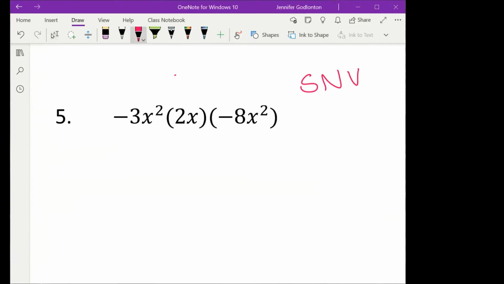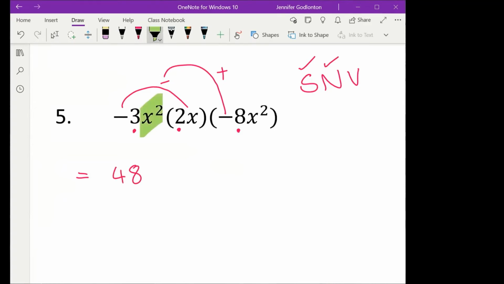Okay, so let's look. S, that's our signs. We've got a negative times a positive, which is a negative. Then we've got a negative times a negative, which is a positive. So we know our answer is positive. So that's our signs. Now we look at numbers. 3 times 2 is 6. 6 times 8 is 48. That's our numbers.